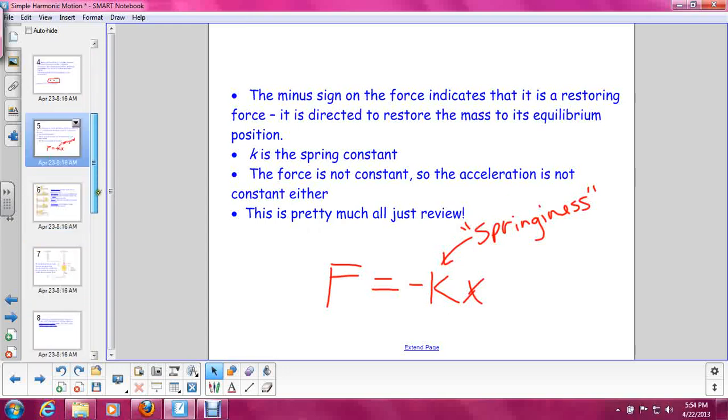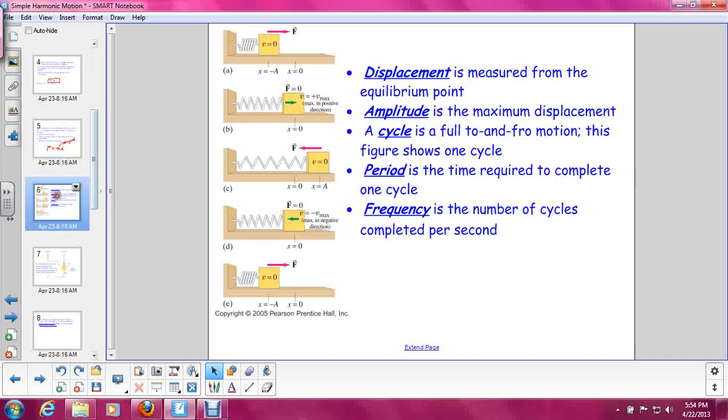It is not constant, it changes. So let's talk about the oscillation of this thing and learn a few key terms. You've probably seen these before this year, but we're going to go over them again. The first term is displacement. Displacement is how far the box moves from equilibrium.